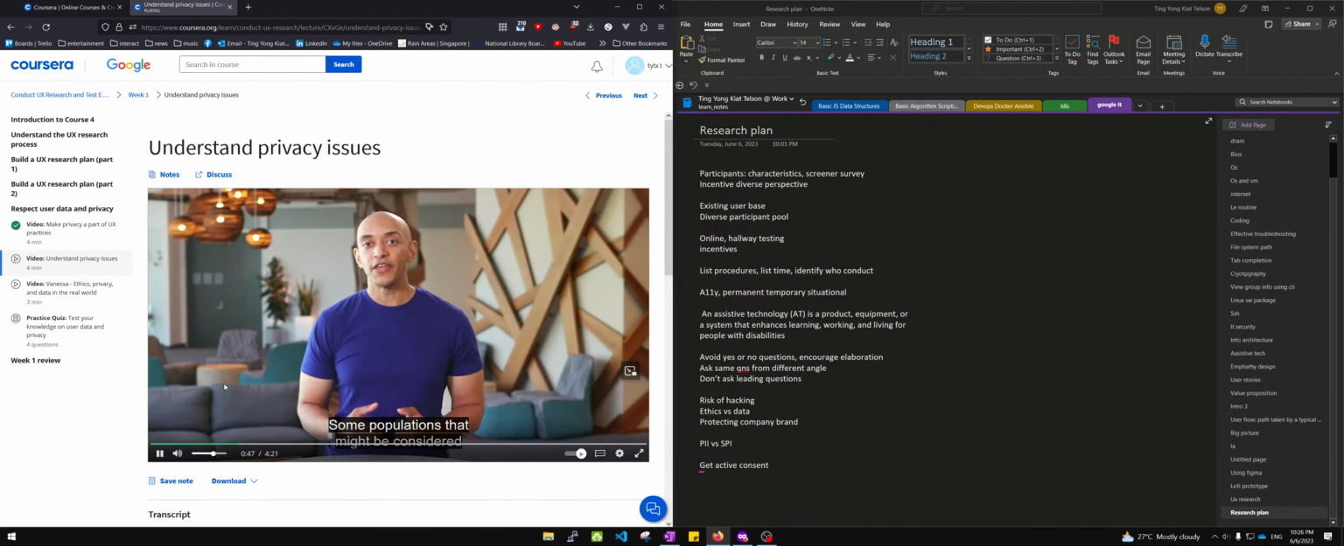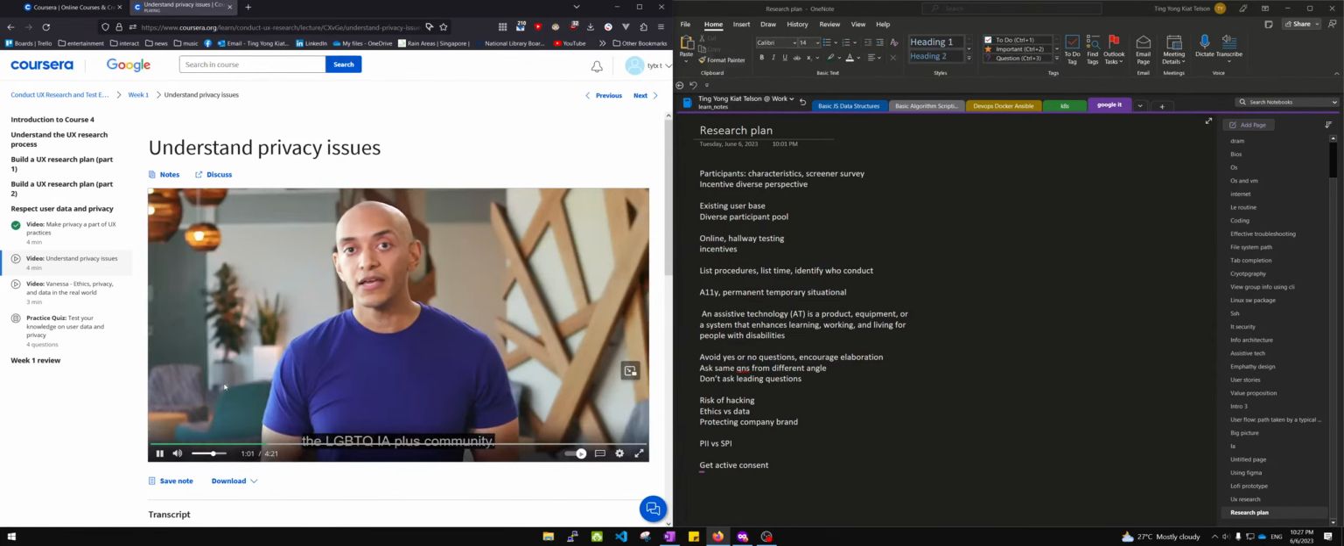Some populations that might be considered vulnerable include minors, people with disabilities, people who are elderly, people who are currently incarcerated, and individuals that are members of the LGBTQIA+ community. If you're planning to do research with vulnerable participants, ask a research expert what additional steps you need to take to remain ethical and compliant with privacy law and guidelines.